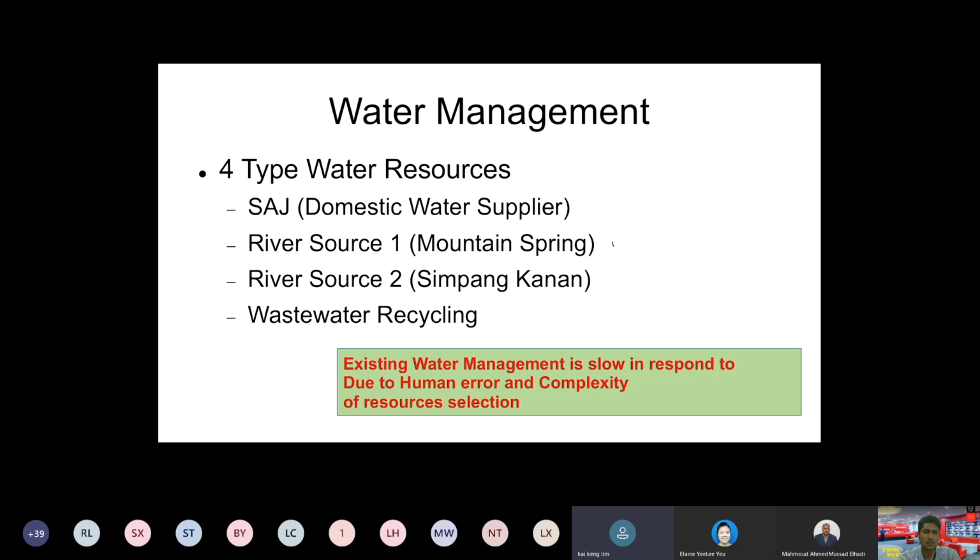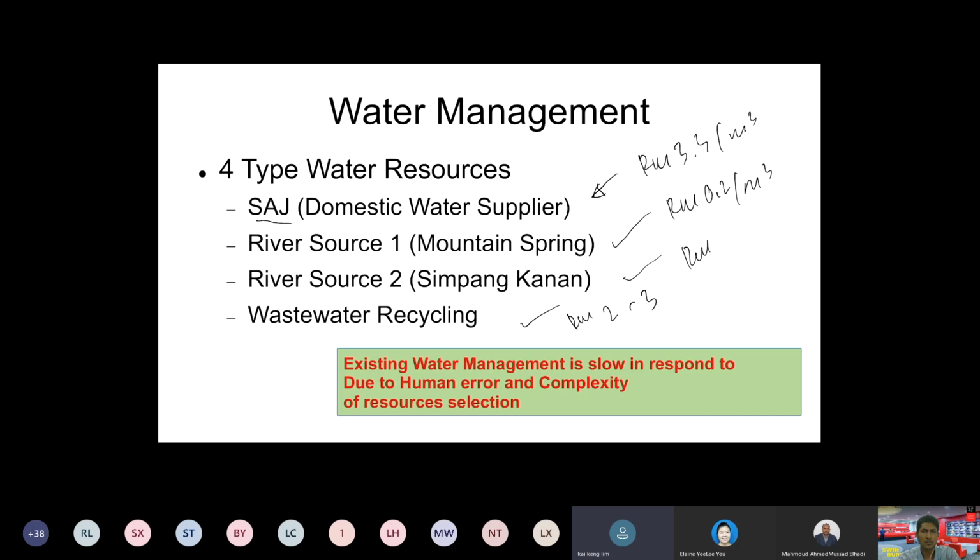Relatively, treatment for this river water source will only cost you about 10 to 30 cents for these two sources, whereas for wastewater, we are looking at about 2 to 3 ringgit. For the government water, the SAJ is actually referring to government water. So in Johor it is 3 ringgit and 30 cents per meter cube. So this one is about 20 cents.